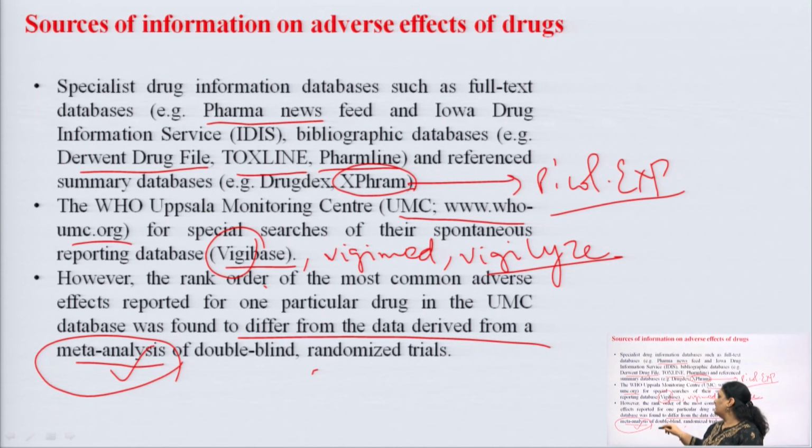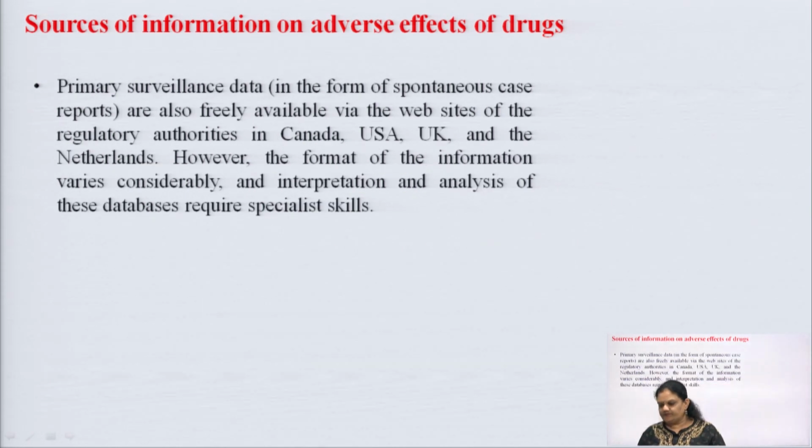Okay, students, so meta-analysis of double blind. Double blind means both the patient and the researcher do not know what treatment is going on in that particular trial. And in a randomized trial, the volunteer is randomly selected and allotted in the trial.